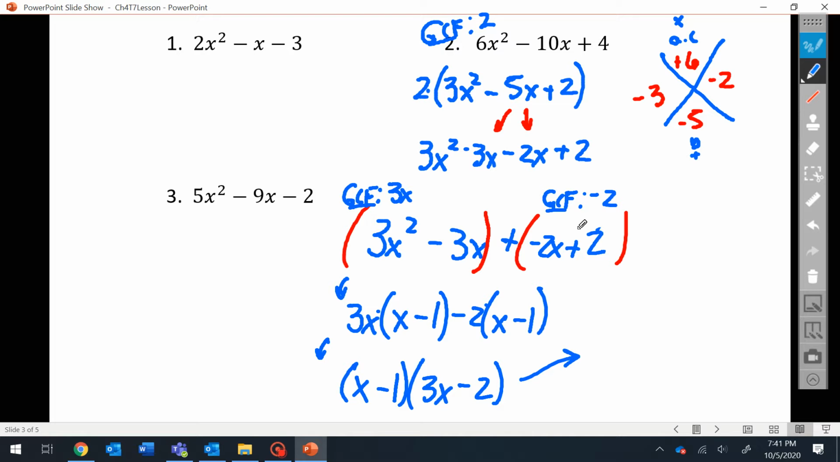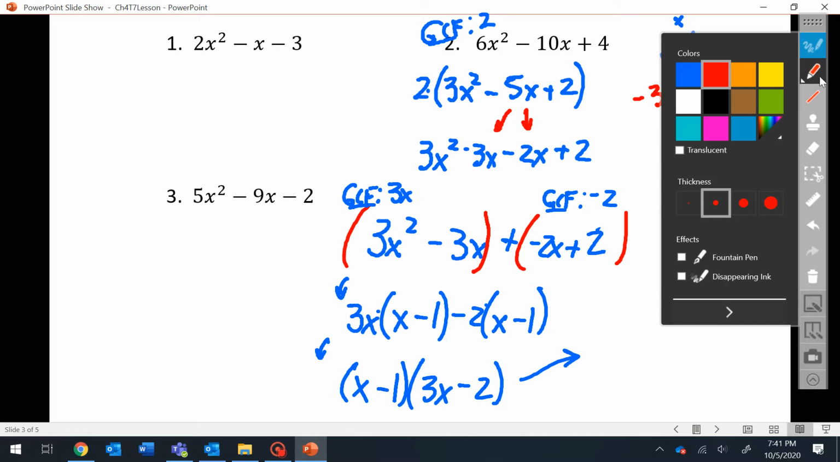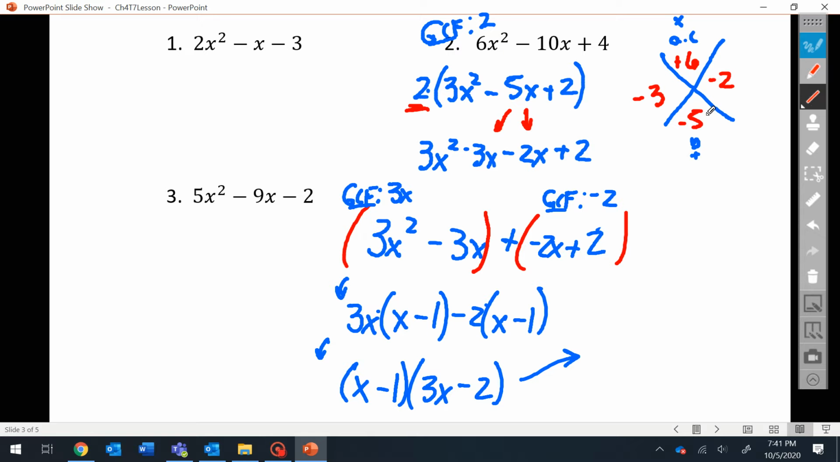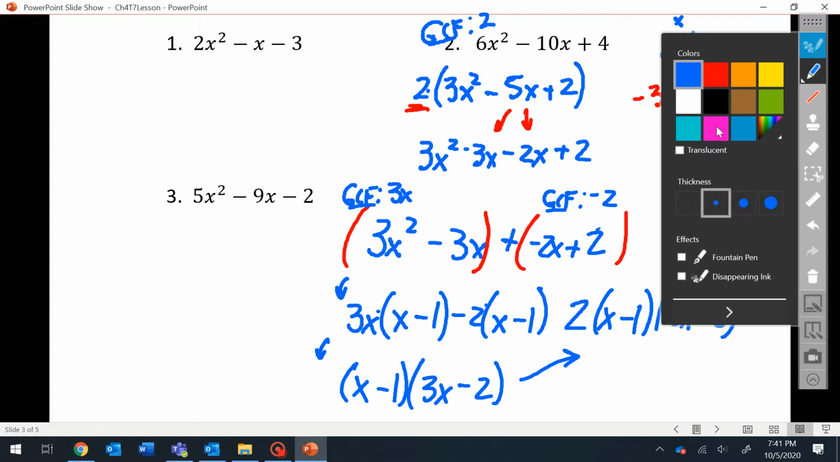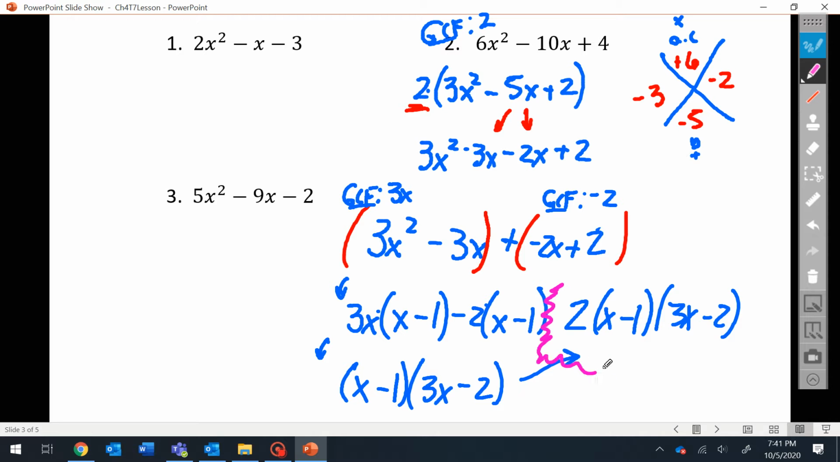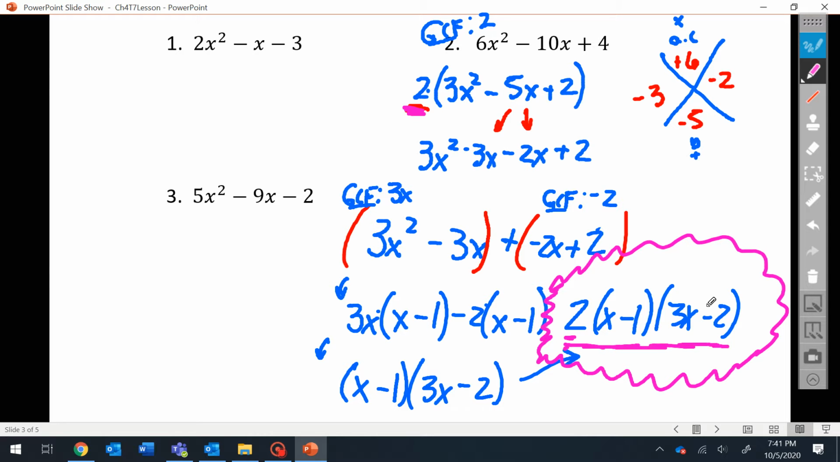So, my factored form, don't forget about the 2 from the very beginning. 2 is also a factor. So the factored form would be 2 times x minus 1 times 3x minus 2. And where's that 2 coming from? It was the GCF when I started, and then when I factored by grouping, I got x minus 1 and 3x minus 2. So the whole factored form is 2(x minus 1)(3x minus 2).